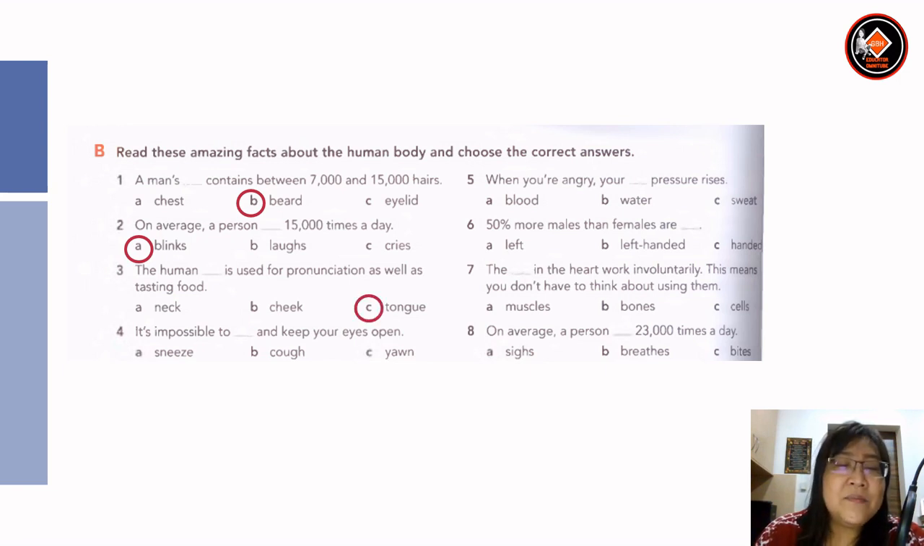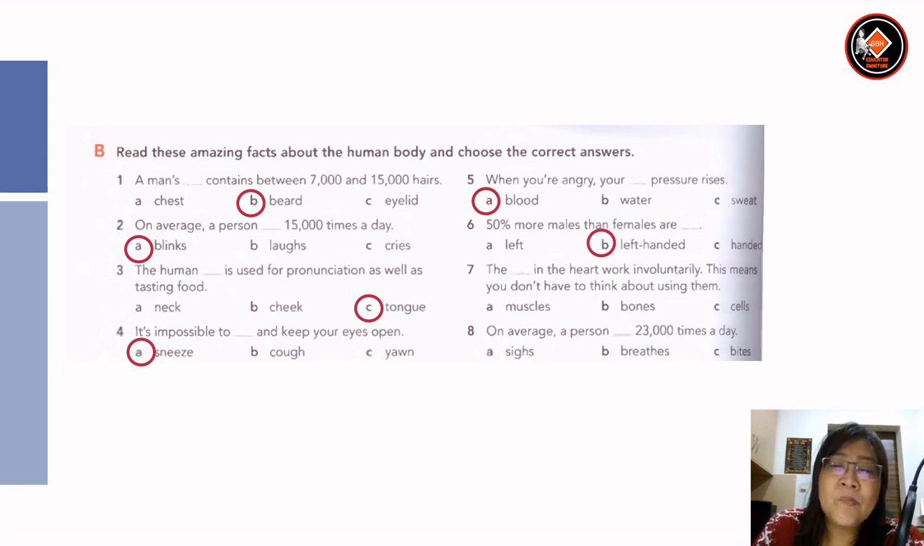Number 4, it's impossible to sneeze, cough or yawn and keep your eyes open. So answer is sneeze. Number 5, when you are angry, your blood pressure, water or sweat pressure rises. So this one is also definitely blood pressure. Okay, number 6, 50% more males than females are left-handed. So the answer is left-handed.